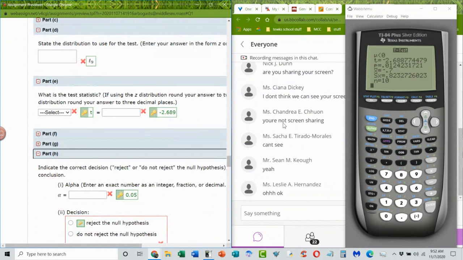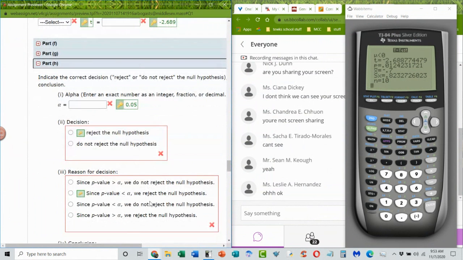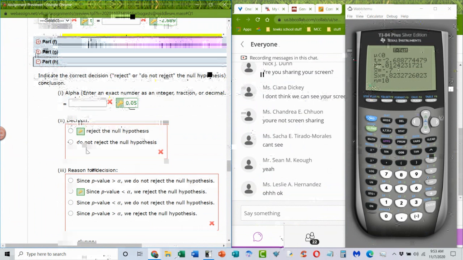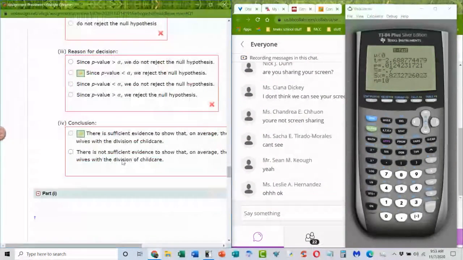Well, because p is less than the alpha 0.05, which is the question, we hypothesis, which tells us this question. So, like I said, these two questions are backward. And then it means that there is significant evidence that women are happy with the division.